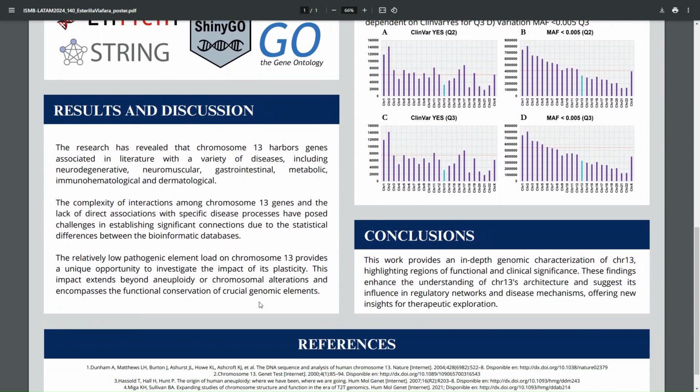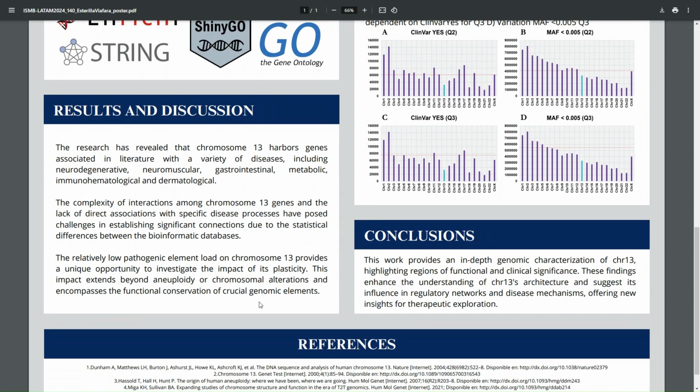Let's talk about the results and discussion. During the bibliography research, we found different types of diseases associated with this chromosome, including diseases of the central nervous system, digestive system, immune system, among others. Overall, most of the articles related to chromosome 13 associated diseases focus on Patau syndrome and chromosomal aberrations.